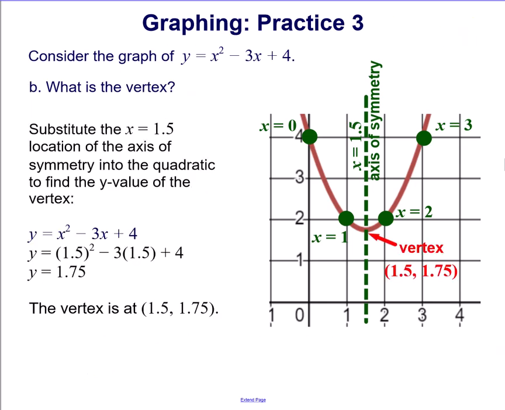Now, to determine the vertex, what we do is we take the axis of symmetry, the x-coordinate, x equals 1.5, and we plug it into the original equation. So here, everywhere you see x is where I replace x with 1.5. Completing the arithmetic, we find out y is equal to 1.75. So the vertex occurs at (1.5, 1.75), which is right here.